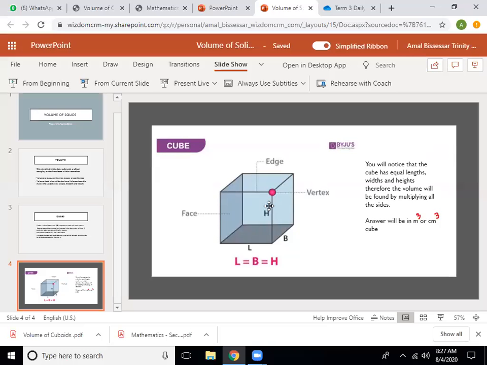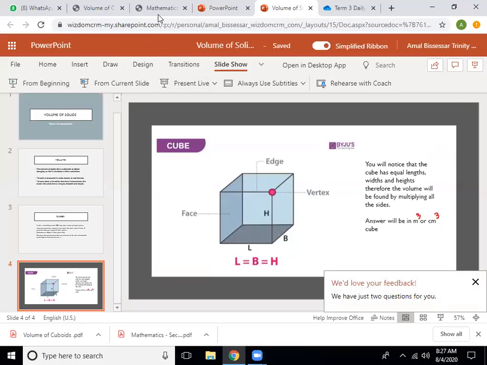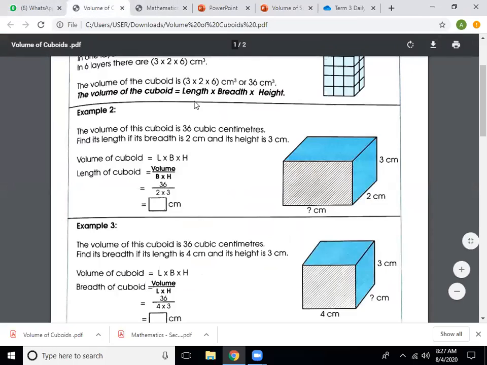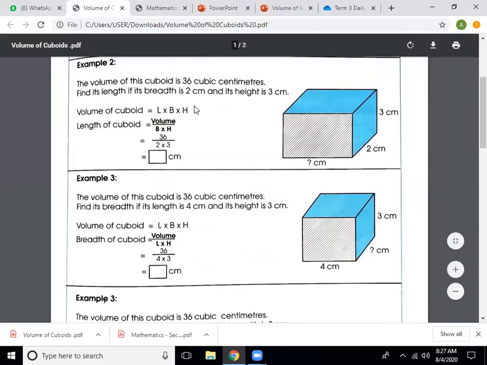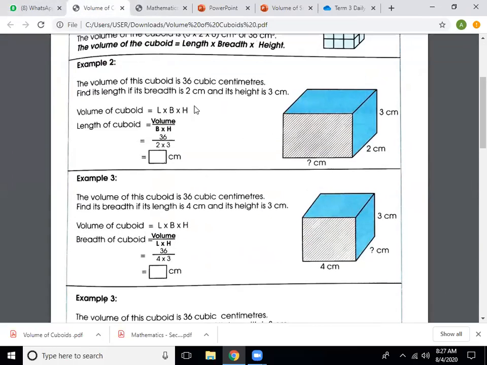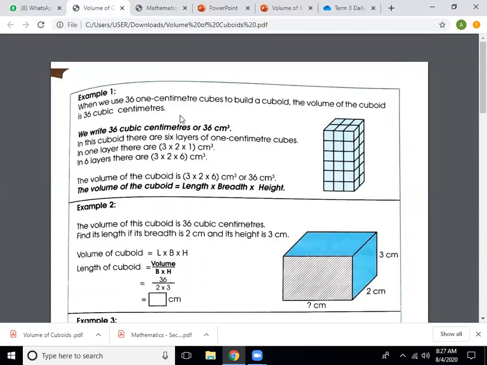So I'm going to pause on cube, and we will go to cuboid. Now the work that I gave is not on cube, it's on cuboid. So let us look carefully at cuboid.